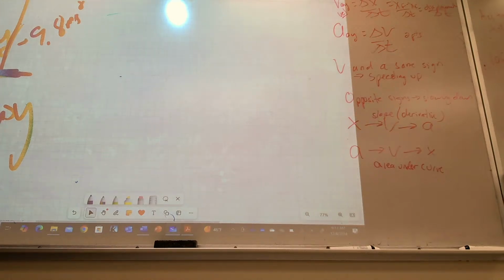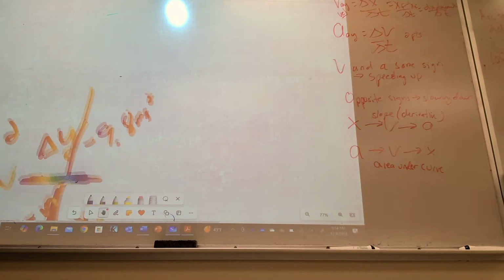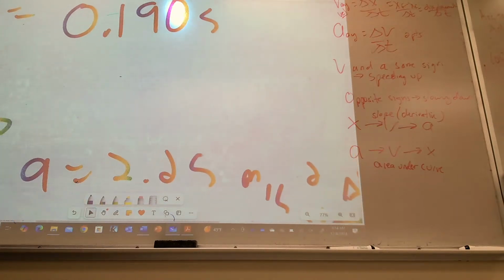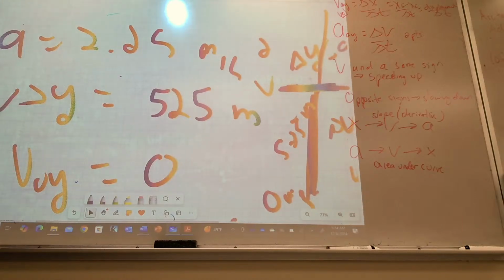What were you saying, Connor? Because instead of 9.8 for the V final squared equation, would we put the 2.25? Yes, for initially figuring out what that V final is. Do I just take the absolute value of the V final? Well, it's going upward. It would be a positive.